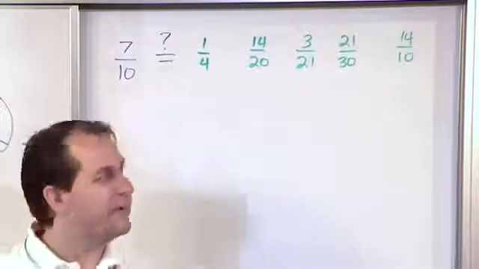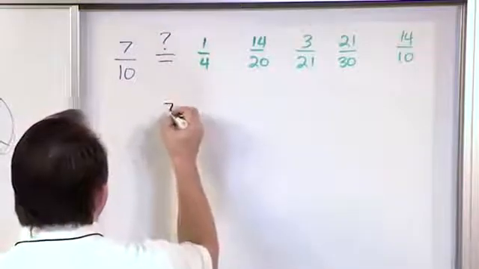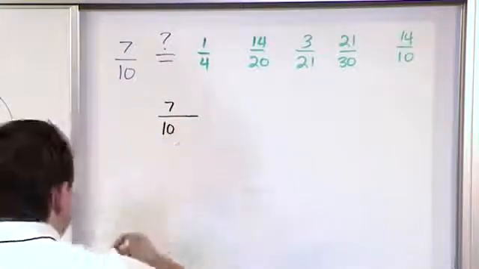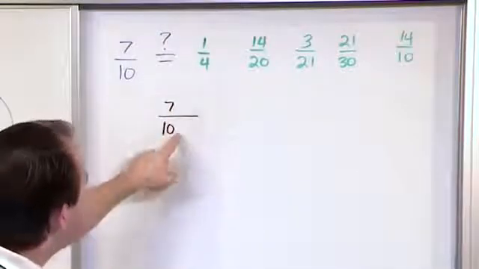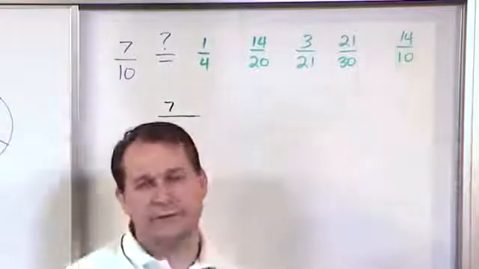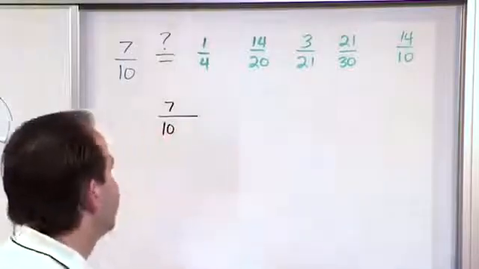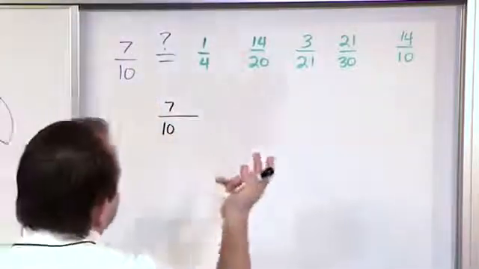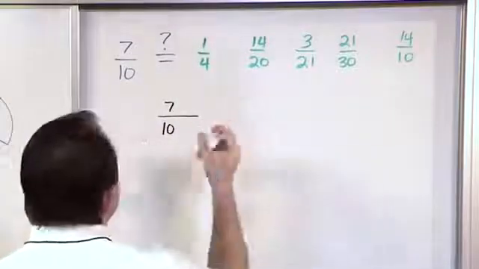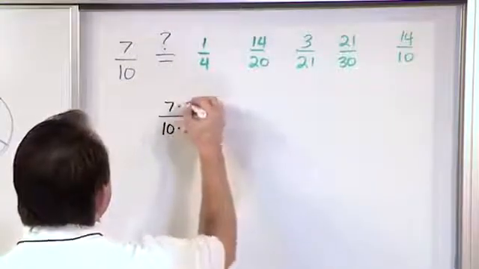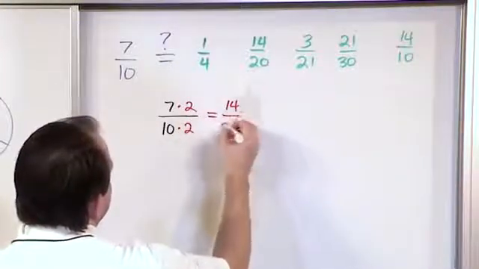So the way you do this is you look at your original fraction. So let's write it down here. 7/10. And we need to multiply the top and the bottom by something. And when we do that, it should equal one of these fractions on the other side. So the bottom is the easiest thing. If I multiply the bottom times 2, then I also have to multiply the top times 2, and I will have 14, 7 times 2 is 14, over 20.